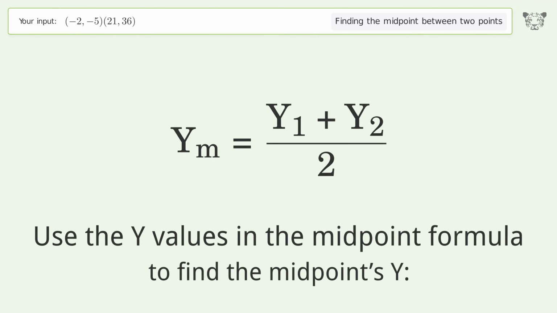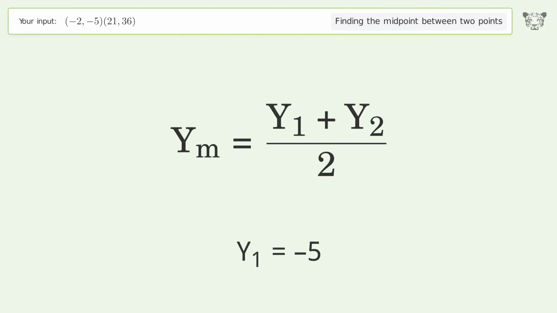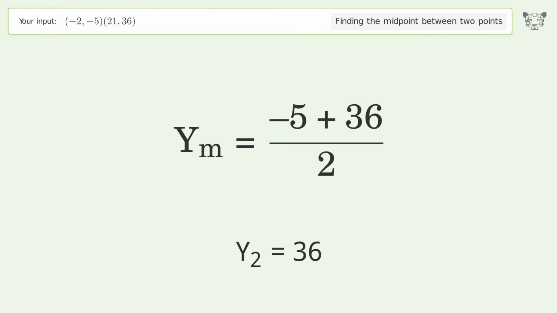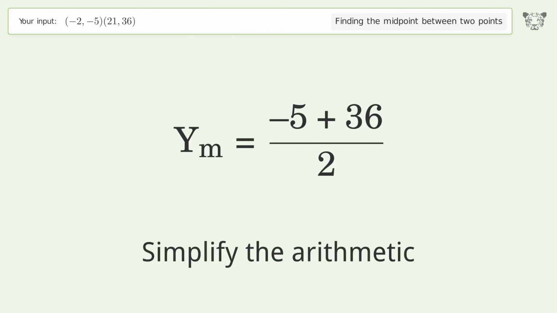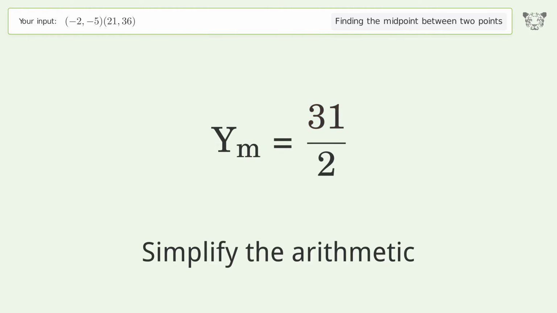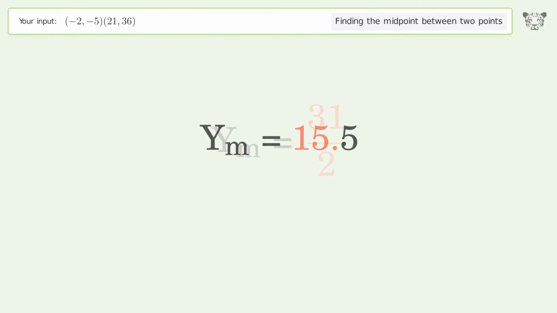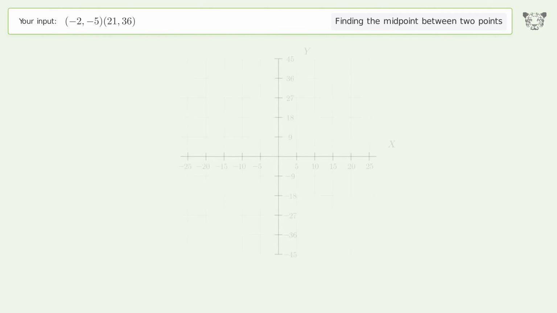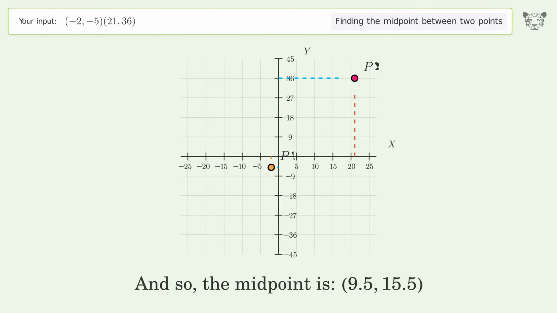Use the y values in the midpoint formula to find the midpoint's y. y1 equals -5. y2 equals 36. Simplify the arithmetic. And so, the midpoint is 9.5, 15.5.